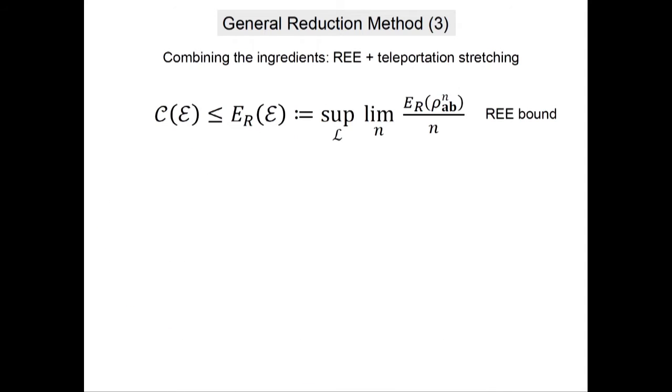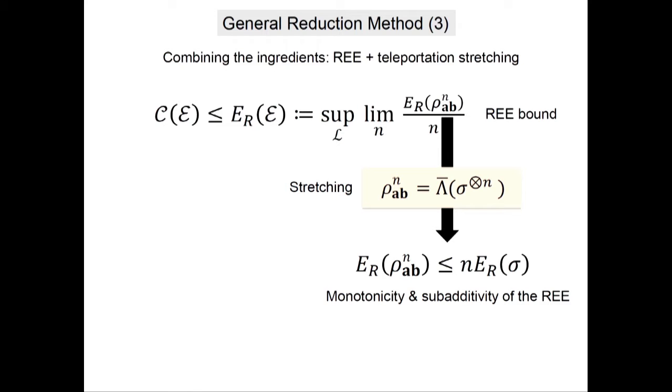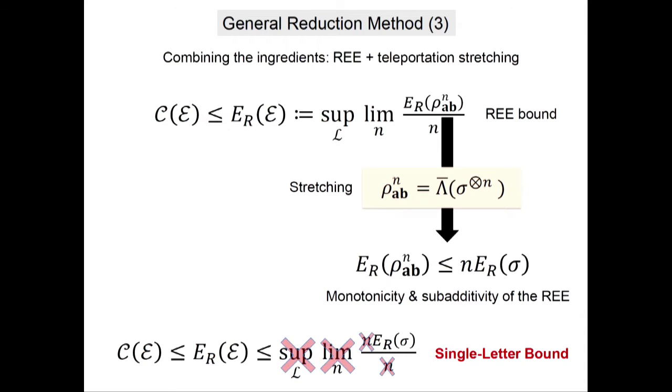So now we come back to our upper bound. We can substitute this new expression for the output state that we found, and we can exploit some very nice properties of the relative entropy in order to simplify this upper bound. So we can get rid of the optimization and the asymptotic limit.